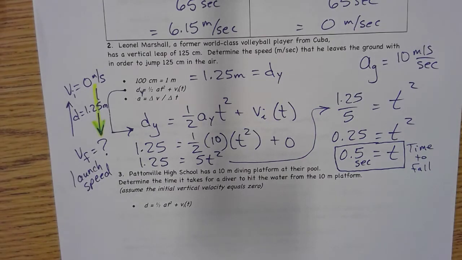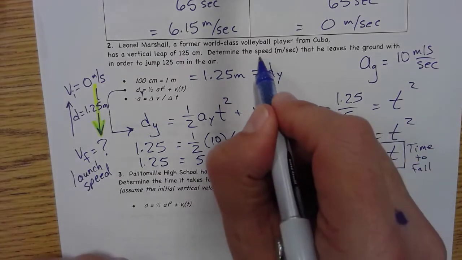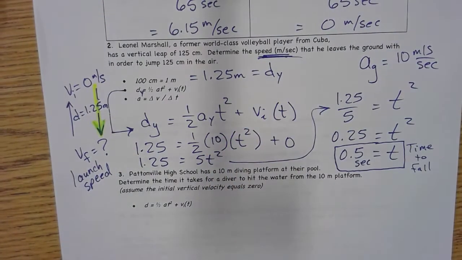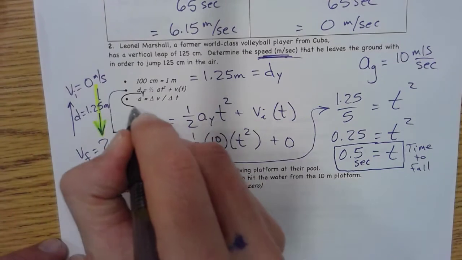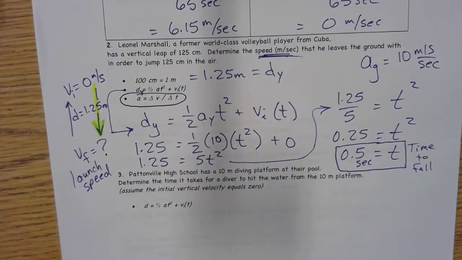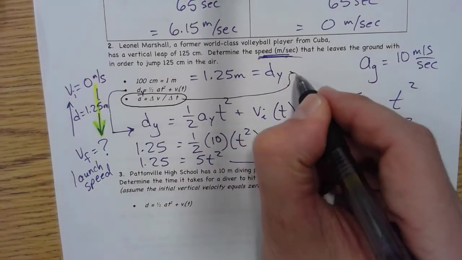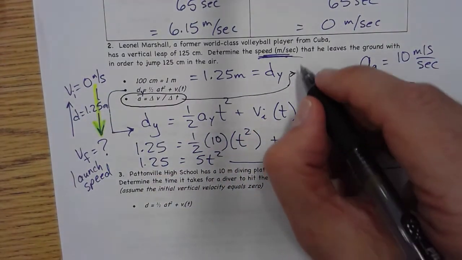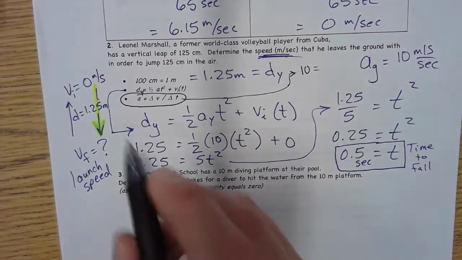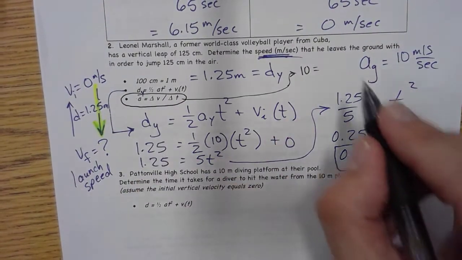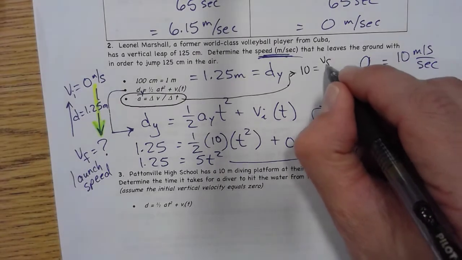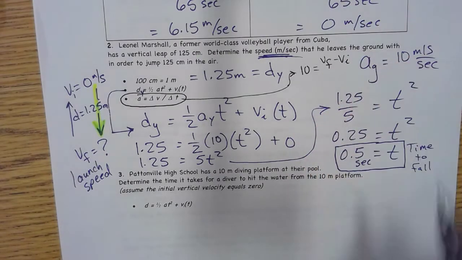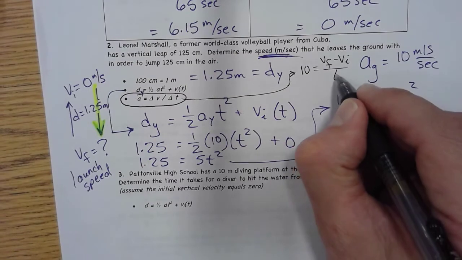Okay, but that's not the question. The question was, how fast is he going? All right, so step 1 was to get that time. We still have some more work to do. So I'm going to use this equation to figure out how fast he was going. Okay, our accelerations are 10. Your delta V, and this is the whole key right here, your delta V is final minus initial. And we divide that by our time.